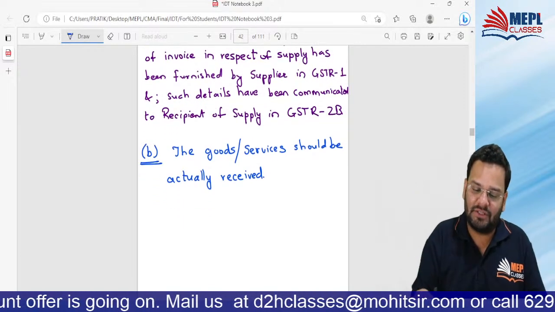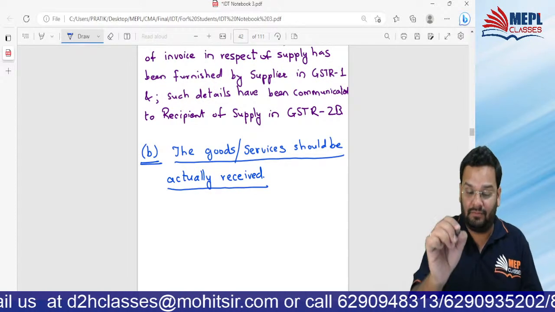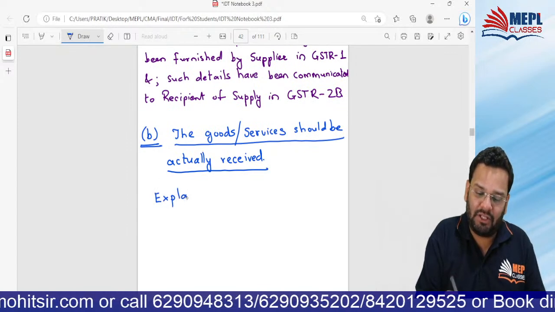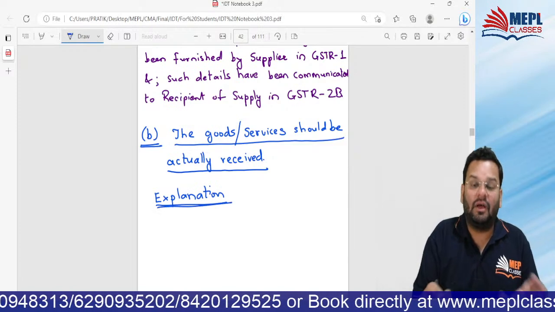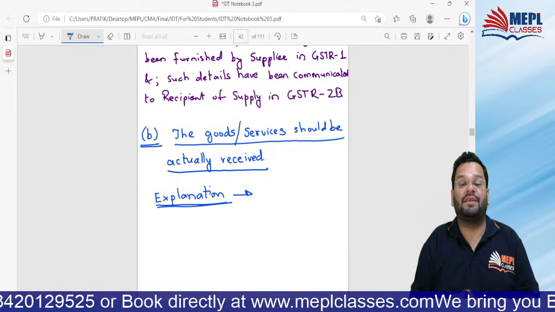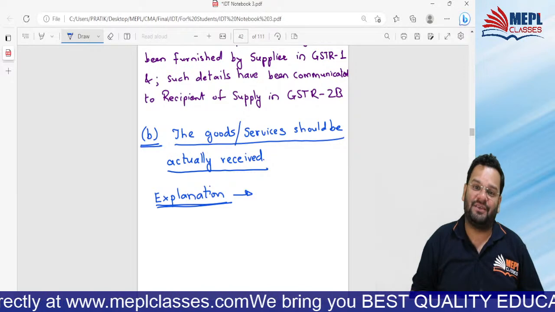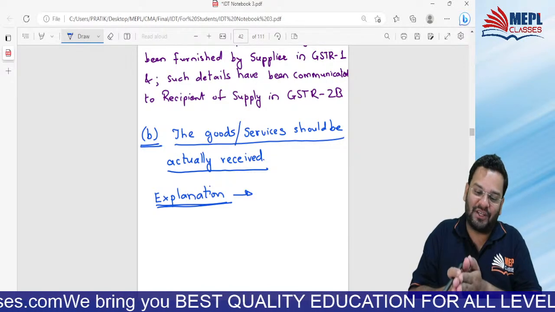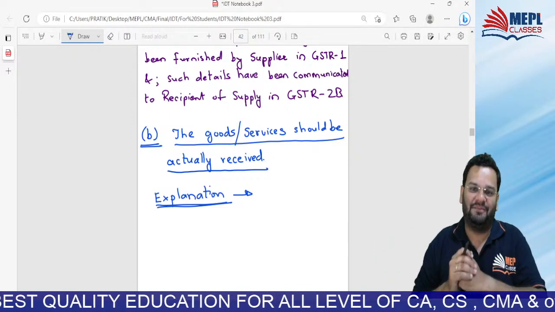So goods or services should be actually received. But there's a wonderful explanation to this. Now what do you mean by explanation? Who is giving this explanation? Mind you, the Act itself is giving this explanation. CGST Act, Section 16, subsection 2, clause B itself talks about one explanation.